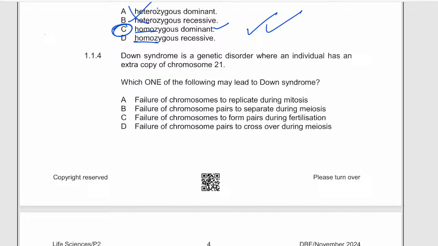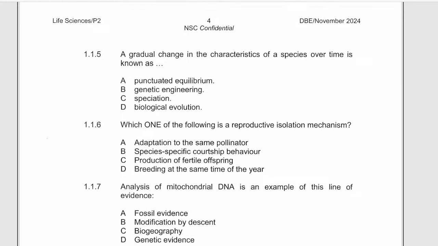Down syndrome is a genetic disorder where an individual has an extra copy of chromosome number 21. You tell me in the comments, and then I see if you did follow our predictions. All right, which one of the following may lead to Down syndrome? Failure of the chromosome to replicate, out. Failure of the chromosome pair to separate during meiosis, looks to be correct. Failure of the chromosome to form pair during fertilization, nope. Failure of the chromosome pair to cross over during meiosis, out. So B becomes the most correct answer. We go to the next question.